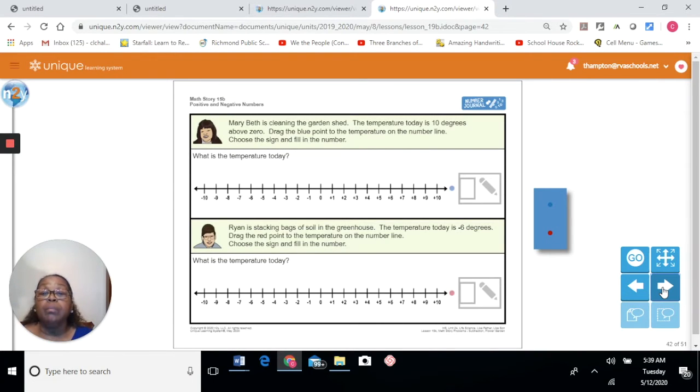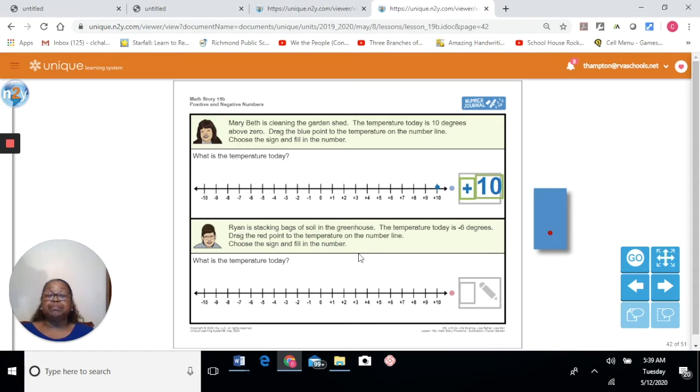It's a word problem. Mary Beth is cleaning the garden shed. The temperature today is 10 degrees above zero. So would that be negative or positive? If it's above zero, that would be a positive. So it's 10 degrees above zero, and we would move to 10 degrees, a positive 10. That's a positive number. The word was above. You said the temperature was above zero. That means it's a positive number.